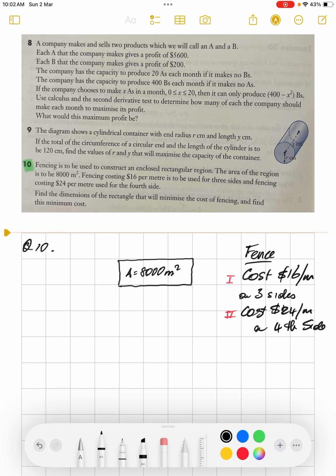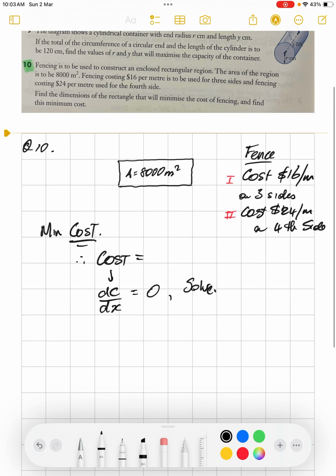Now that's interesting. Find the dimensions of the rectangle that will minimize the cost. Well, if we want to minimize the cost, we need a formula for cost. And once we've got the cost, we can then differentiate that cost with respect to whatever our variable is, let it equal 0 and solve it. So let's follow that process.